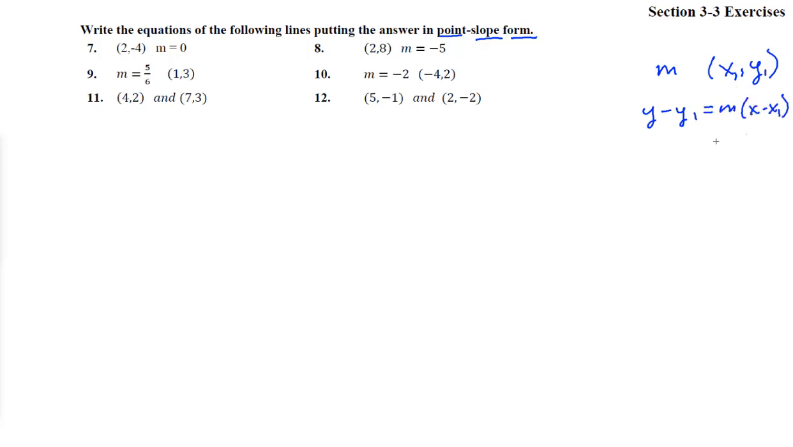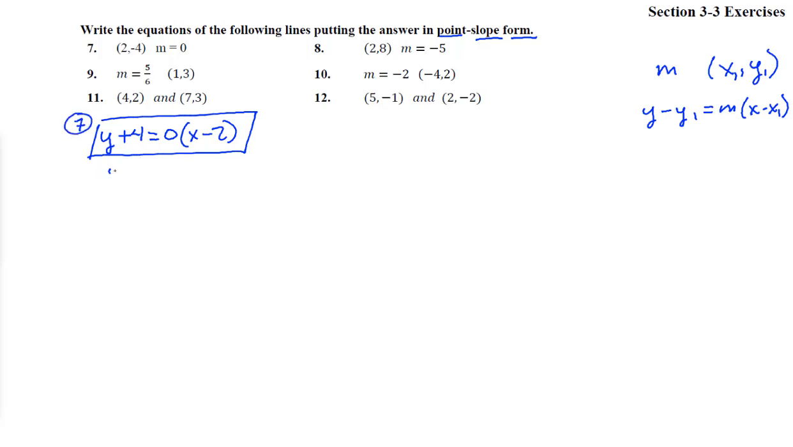the x1. So in number 7, this is going to be y minus a negative 4. So it's a y plus a 4 equals m, which is 0, x minus 2. Now, that's technically in point slope form. You might be able to see quite quickly that this does simplify down. Well, let's put a box around it so we don't lose it, number 7.